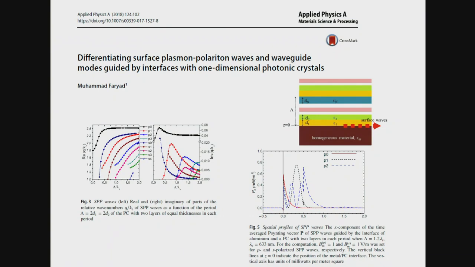In the usual case, when we have an SPP wave, we have only one surface wave, and that is also p-polarized, but here we have both p- and s-polarized surface waves. It means we can use multiple channels for communication or optical sensors and other things. This power profile shows that the wave is localized to this interface.